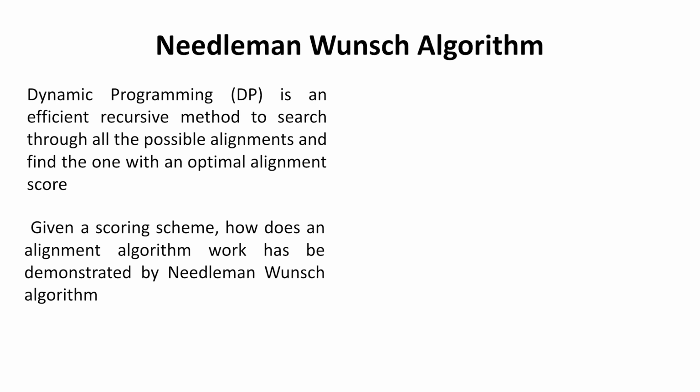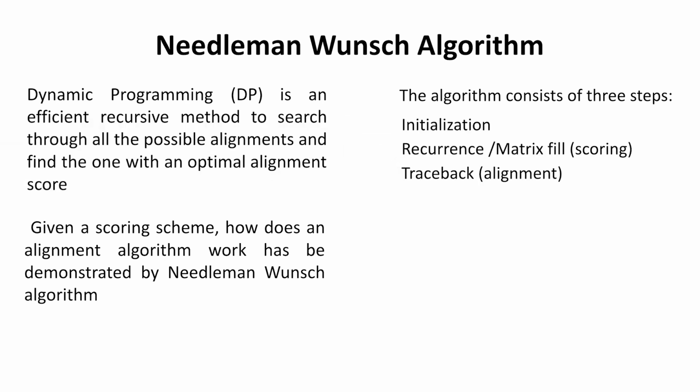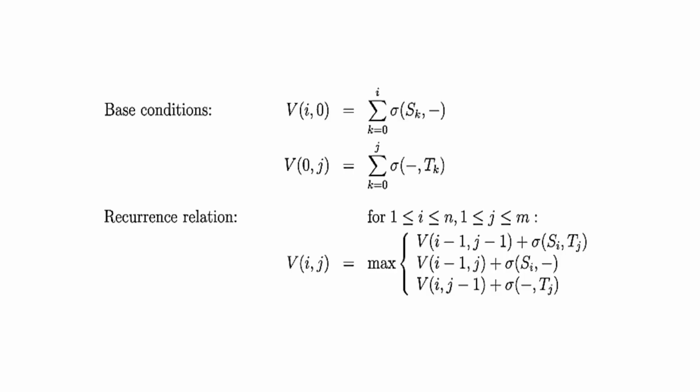This algorithm basically has three steps. The first is called the initialization step, the second is called the recurrence step or matrix filling step, and the third is called the traceback step. In the beginning, the alignment begins with the 0th row and 0th column, for which 0 value is given. Then in the base condition of initialization, the first row and first column are filled, and recursively the recurrence condition is used to fill the complete matrix.